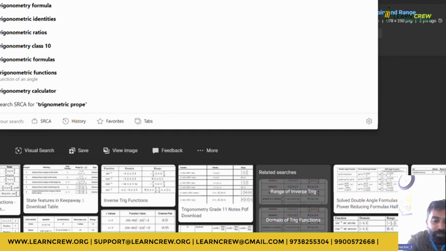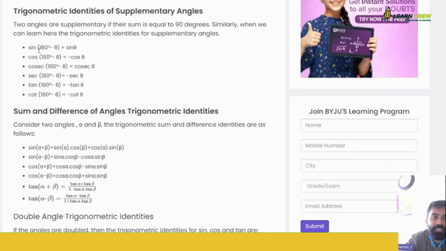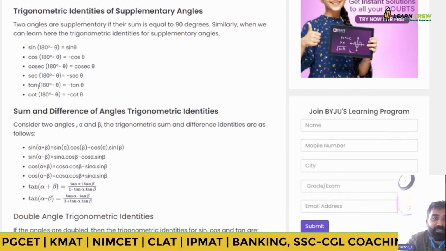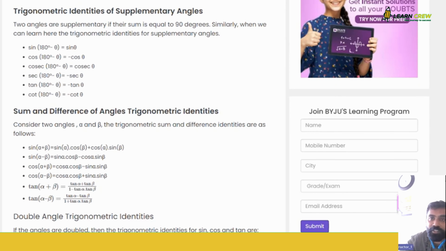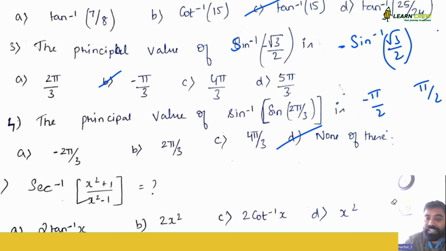Trigonometry properties. Okay, see here, these are called supplementary angles, right? Two angles are supplements. Sine of (180 minus theta) is nothing but sine theta, because it is in the second quadrant where sine is positive. But in the second quadrant cos is negative, cosecant is positive, secant is negative, tan is negative, cot is negative. Supplementary, 180 minus theta. The same thing is what we are doing over here. Okay, so understand the range.